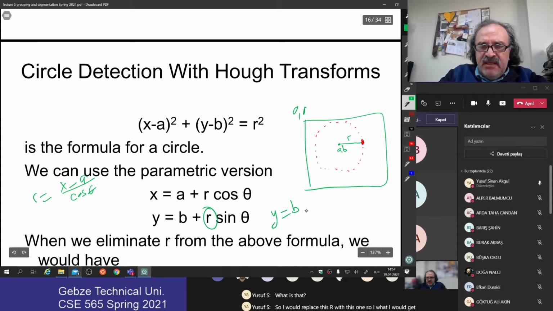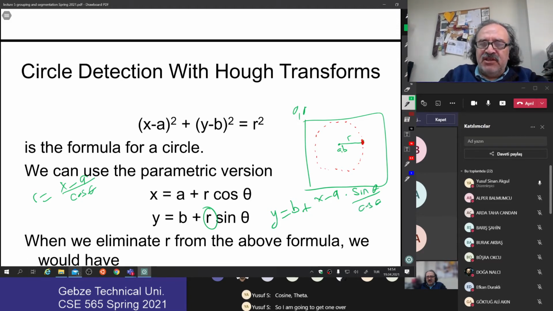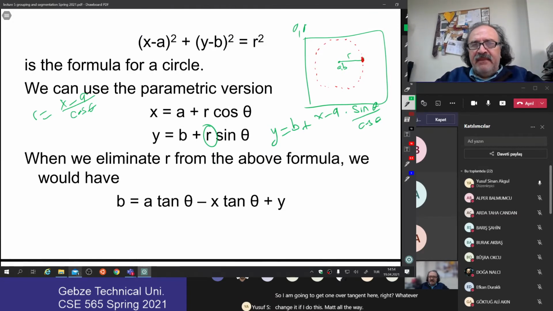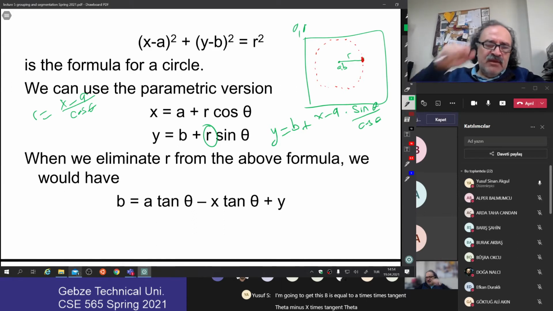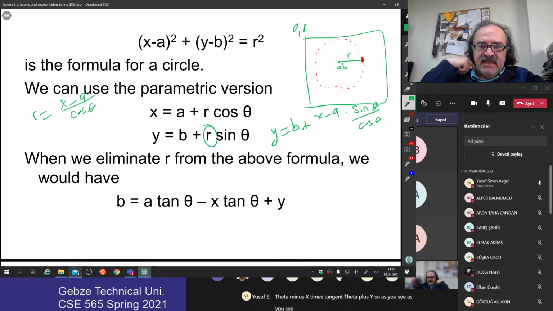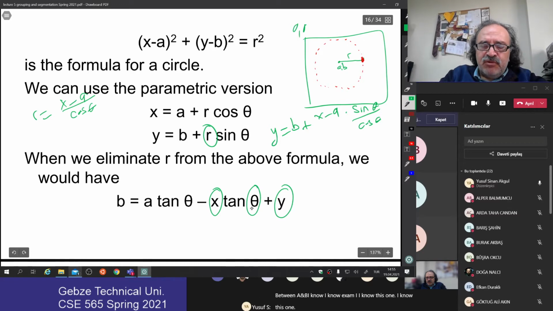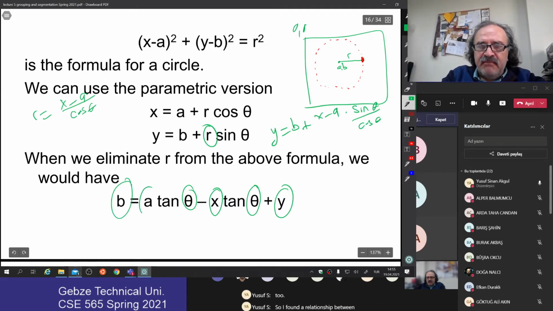So what I would get is y is b plus x times a, times sine theta over cosine theta. So I am going to get 1 over tangent here, right? If I do this math all the way, I am going to get this: b is equal to a times tangent theta minus x times tangent theta plus y. So as you see, there is a relationship between a and b. I know x and y. I know this one. Theta changes from 0 to 360. I know this one too. So I found a relationship between a and b now.